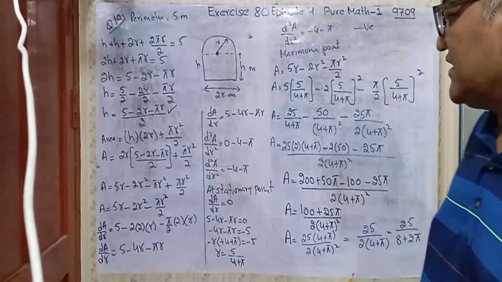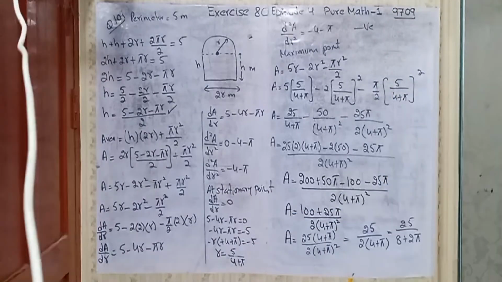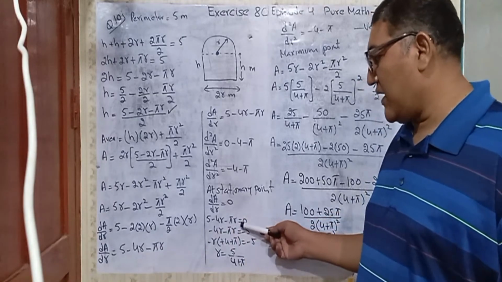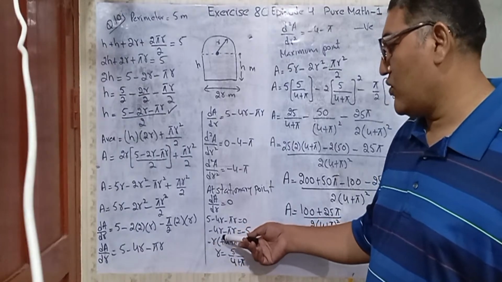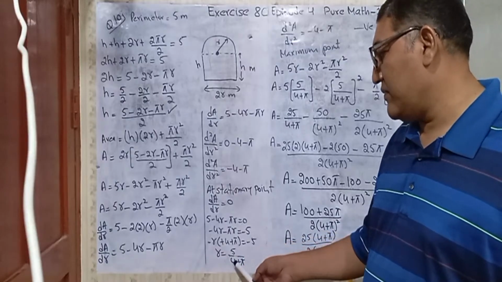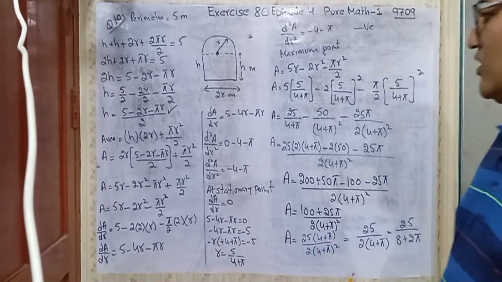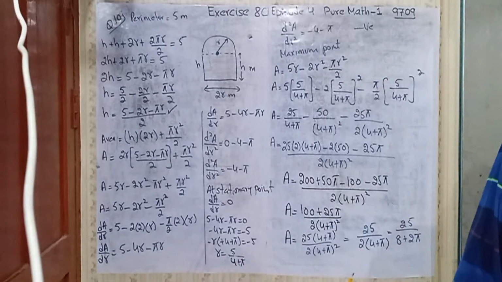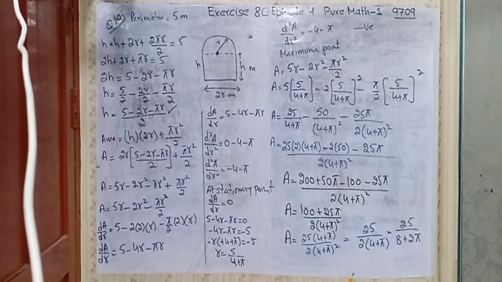Then he says find the value of r for which A has a stationary point. You know, when we find the stationary point, the dA by dr, the first derivative, should be 0. So we will make this 0. 5 minus 4r minus pi r equals 0. So minus 4r minus pi r equals minus 5. So minus cancels, so r will be equal to 5 divided by 4 plus pi. At this value of r, the area will have the stationary point.